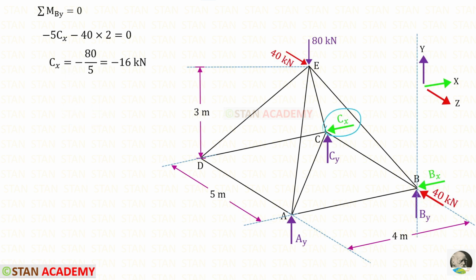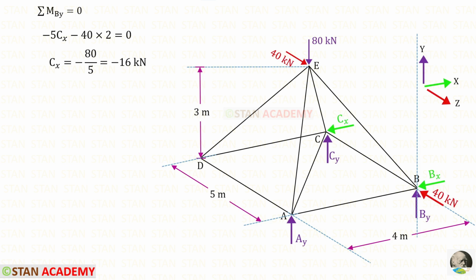To find Cx, we can take moment about B in the y direction. To make the process a little easier, at the point B, in the y direction, we can draw a line. When we take moment about the y-axis, we should not consider any load or reaction in the y direction. So this load, this reaction, and this reaction we should not take. Also, anything along this line we should not consider. So Bx and 40 kilonewton we should not take. Now only two remain, this 40 kilonewton and this Cx.